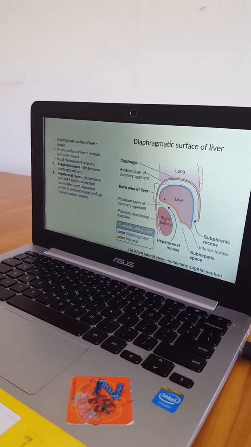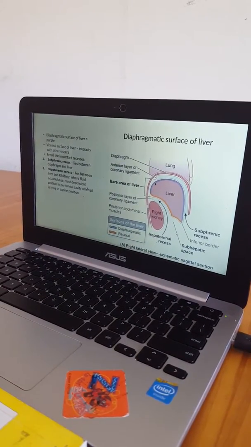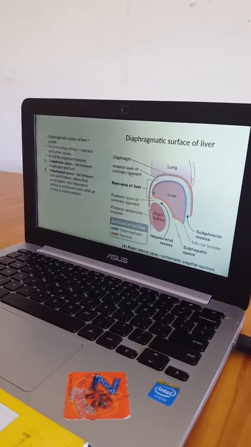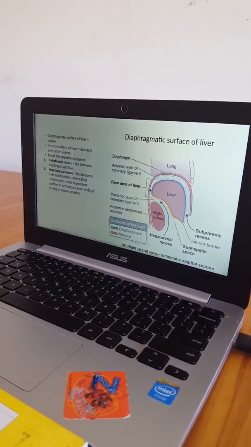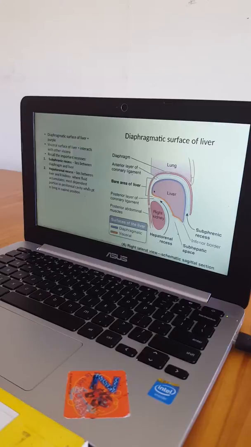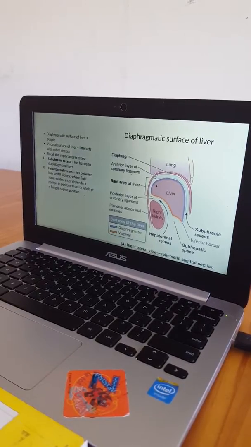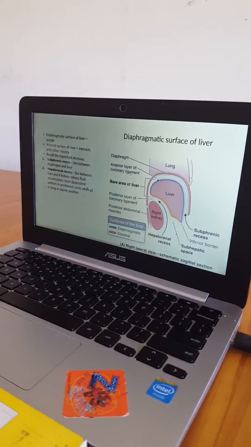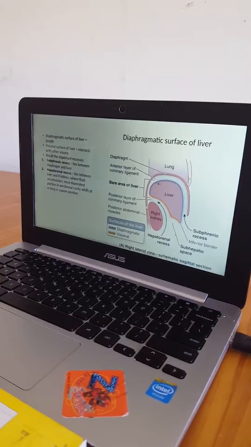There are some bare areas of the liver. This is a very important question, from the point of view of when they put points for asking in the dissection, and also in a short answer question they ask what are the bare areas of the liver. Bare areas of the liver means the surface of the liver which is not covered by any peritoneum or any ligament. You can see there is a ligament, the coronary ligament, covering almost this right side of the liver.